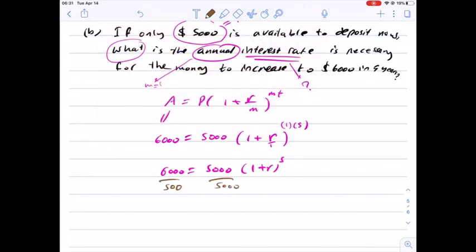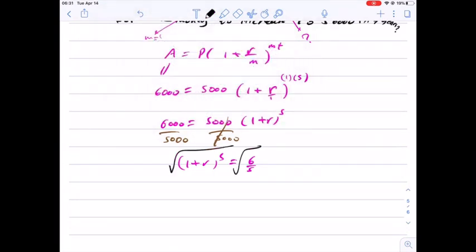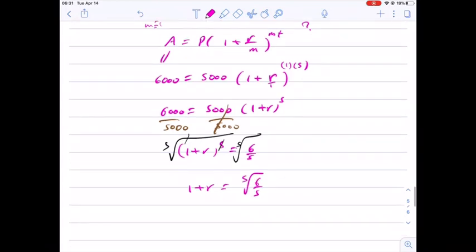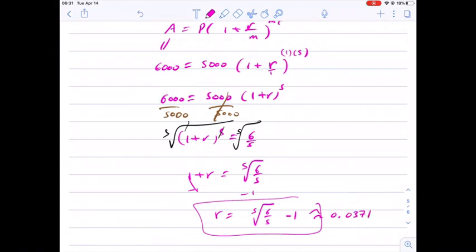Now we solve for R, so we need to divide both sides by 5,000 first, and then we get 1 plus R to the power 5 equals 6/5, and then we take the fifth root of both sides, so we cancel this with this to get 1 plus R equals the fifth root of 6/5, and then we subtract 1 from both sides. R is the fifth root of 6/5 minus 1. And using calculator, we find that this can be approximated as 0.0371.